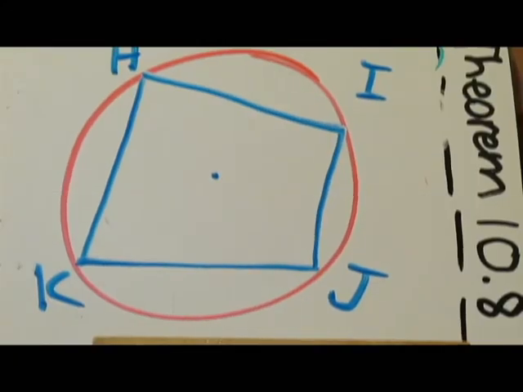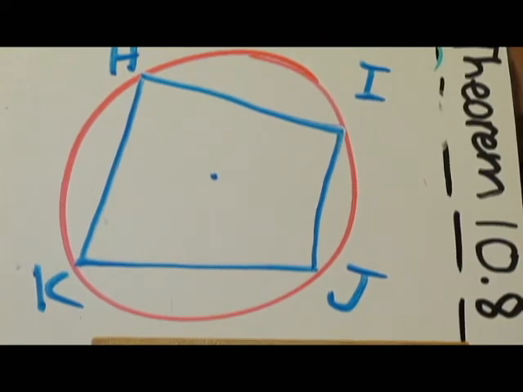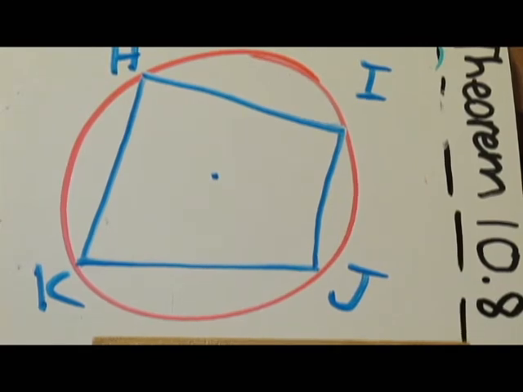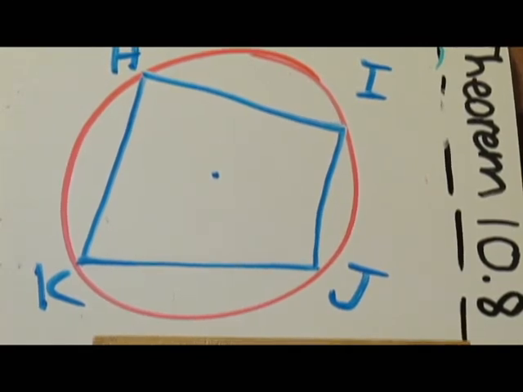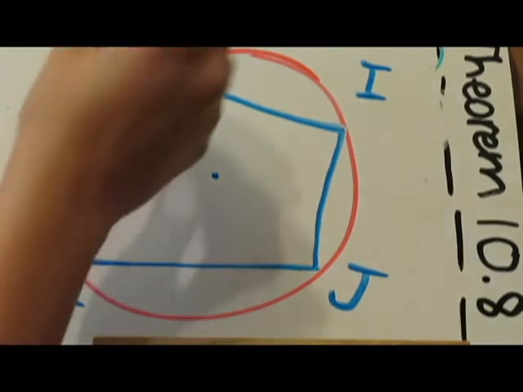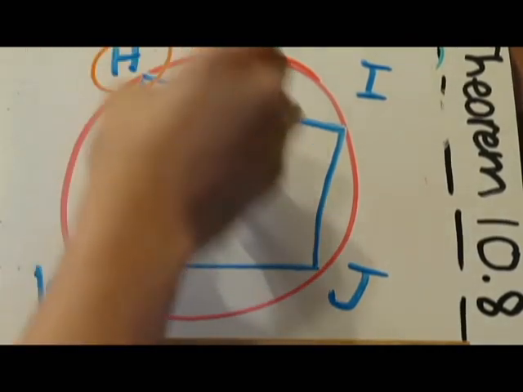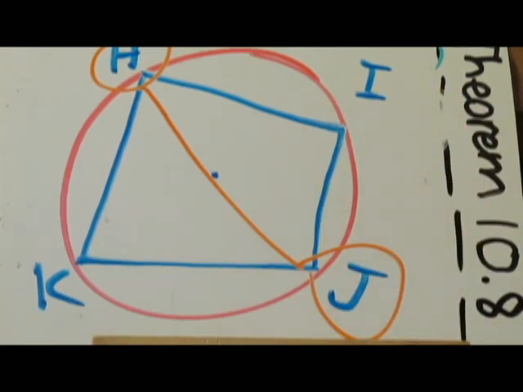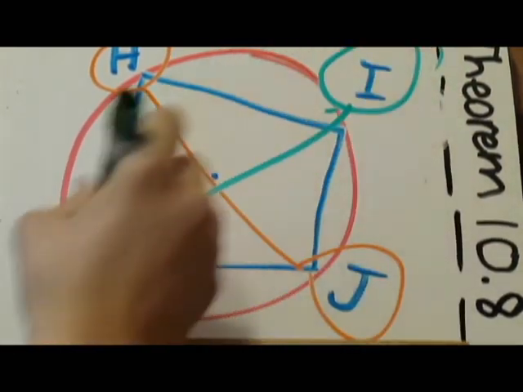Now, let's take a look at Theorem 10.8. Theorem 10.8 states that if a quadrilateral is inscribed in a circle, then its opposite angles are supplementary. That means, in this picture, angle H is supplementary to angle J, and angle I is supplementary to angle K.